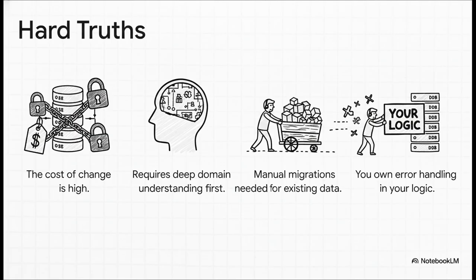Second, that means you have to really understand your domain model and get it right first. Third, this tool only handles new events going forward. You are on the hook for writing the scripts to backfill all of your existing data. And finally, yeah, the tool handles infrastructure retries, but the business logic inside your transformation code, if that throws an error, that's all on you to handle.